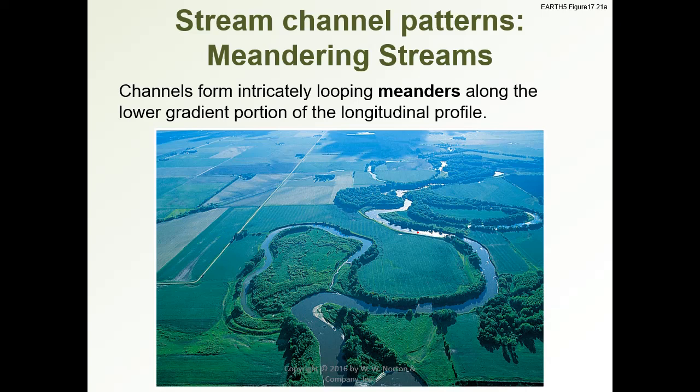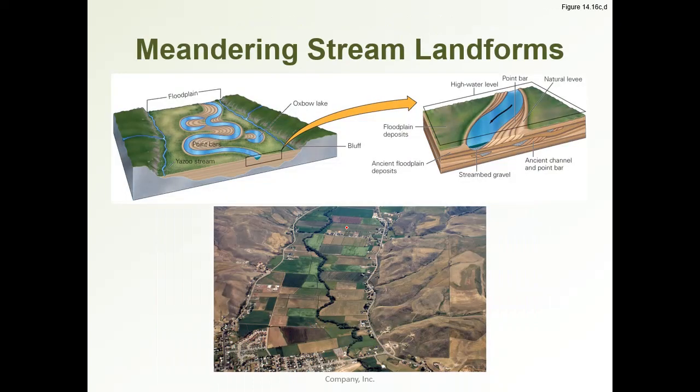So we have our main channel, and it actually originally would have flowed around here, but eventually the stream was able to cut through and make a shortcut and conserve energy by cutting off this meander. So these move both laterally, so they move back and forth across the floodplain, but they also move downstream.